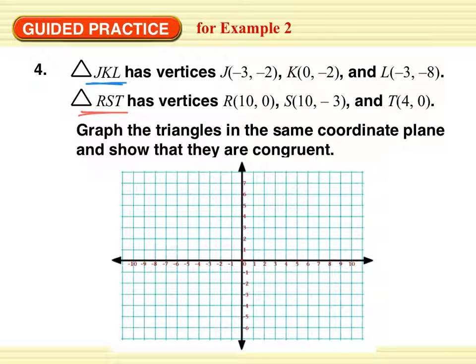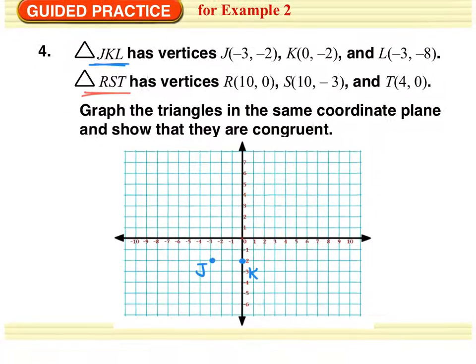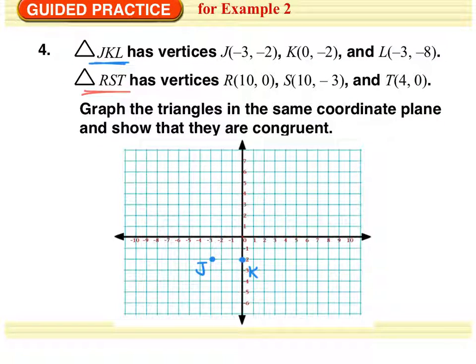Okay, so back to this one. So I'm going to graph the ordered pair J. So -3, -2. So that's J. K is 0 and -2. And L is -3, -8. Now it's going off the graph, so you can just maybe make it 1 box off. So I'll put it right here. I'm going to connect my dots, my points, and make a triangle.